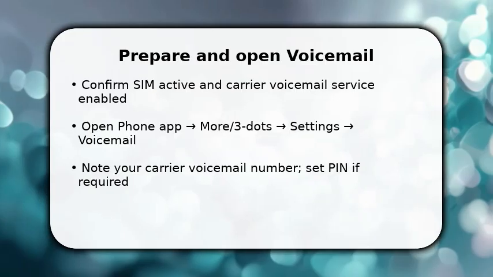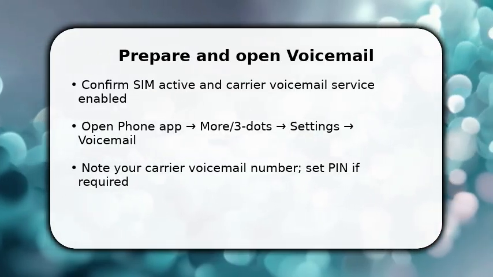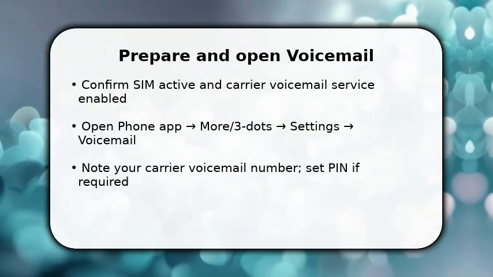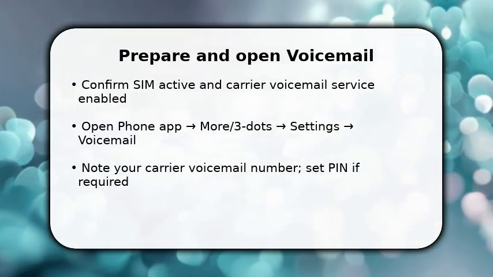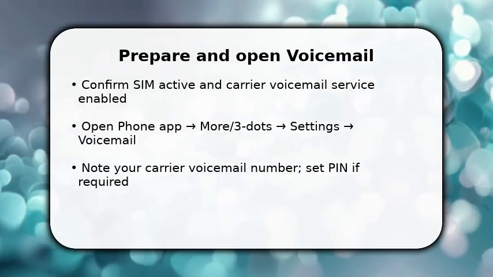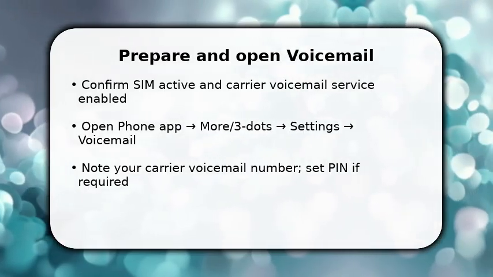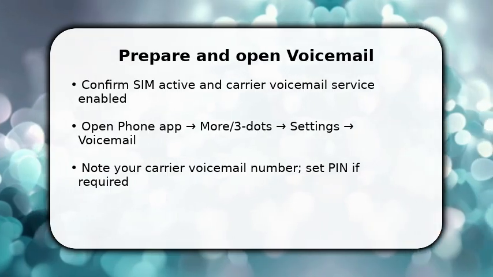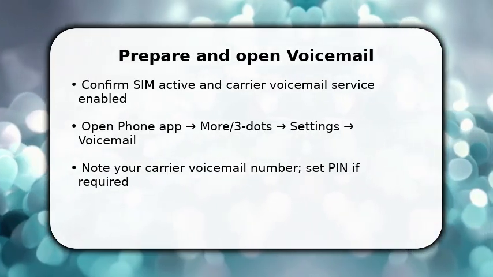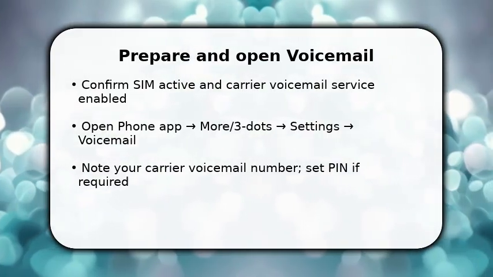You start by confirming the SIM and carrier voicemail are active, because the phone can only hold messages if the carrier routes them. Once done, open the phone app and tap the three-dot menu, then Settings and Voicemail. Enter or verify your carrier voicemail number and set a PIN when prompted. This secures access and lets the phone retrieve messages automatically. Make sure notifications for the phone app are enabled so you won't miss new voicemails.